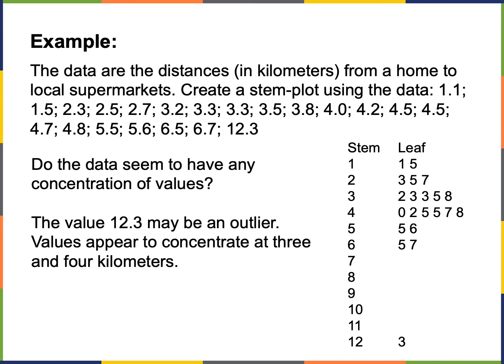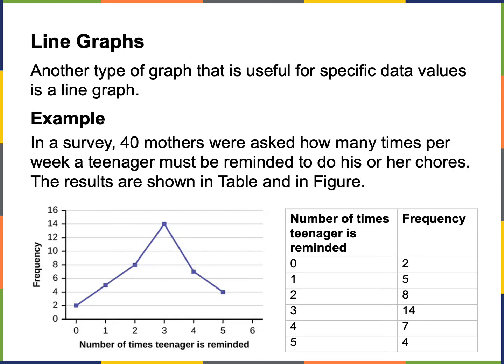So 12.3 looks like it might be an outlier. I haven't defined an outlier yet, but it's a data point that's really far from most of the rest of the data. We're going to formally define this later. So at 3 or 4 kilometers is where most of the stores are. By looking at this graph, you can say that. All right, let's continue. So that is it for stem and leaf.